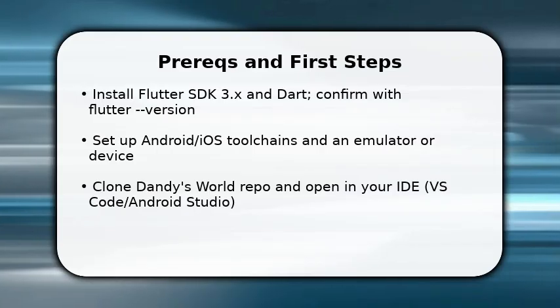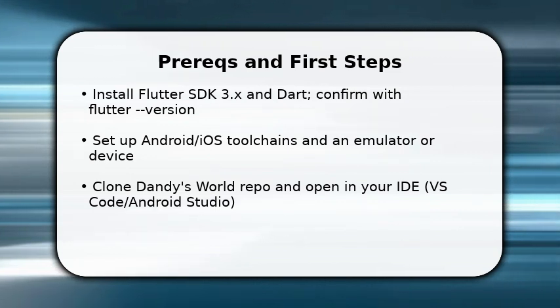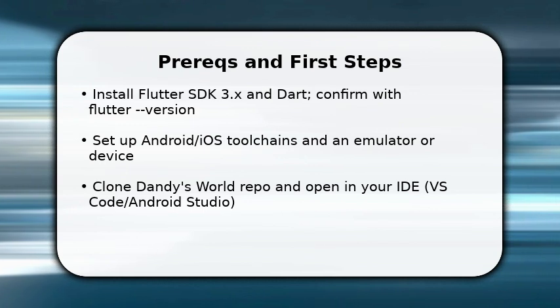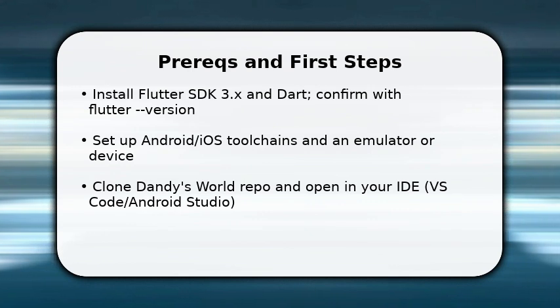You start by verifying essentials so development runs smoothly. Install Flutter SDK 3.x and Dart, then confirm with flutter --version. Configure Android and iOS toolchains and launch an emulator or connected device. This avoids runtime surprises. Once done, clone the Dandy's World repository and open it in your IDE. Make sure to run flutter pub get to fetch packages. This readies dependencies, so you can build immediately and move into implementation without wasted time.